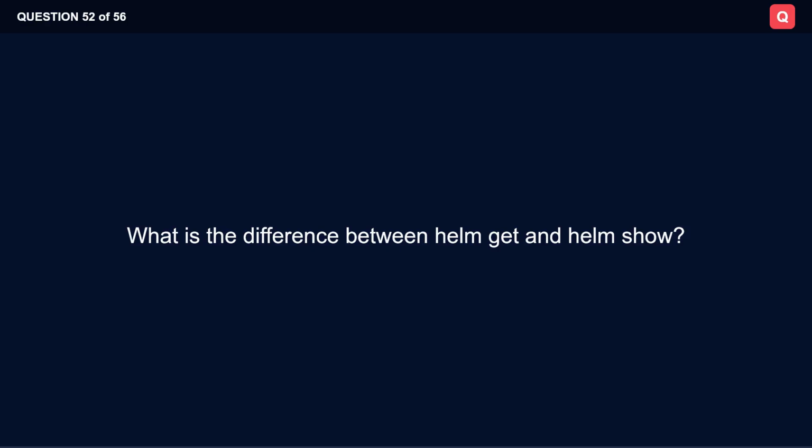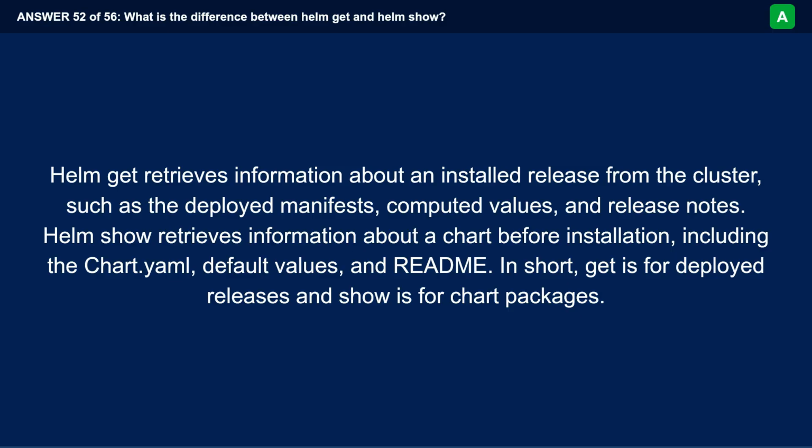What is the difference between helm get and helm show? Helm get retrieves information about an installed release from the cluster, such as the deployed manifests, computed values, and release notes. Helm show retrieves information about a chart before installation, including the Chart.yaml, default values, and README. In short, get is for deployed releases and show is for chart packages.